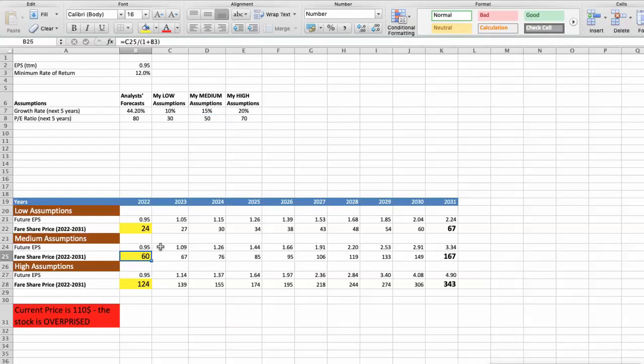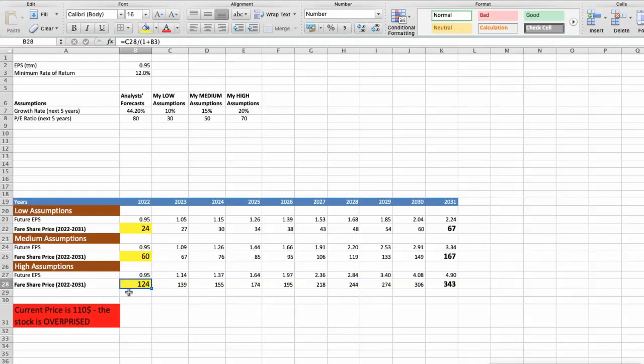Third scenario. Block will have high performance in next 5 years, and we will use the following parameters in our calculation. Future growth rate would be high, 20%. Future P/E would be high, 70. In this case, the fair value of the stock today would be $124.